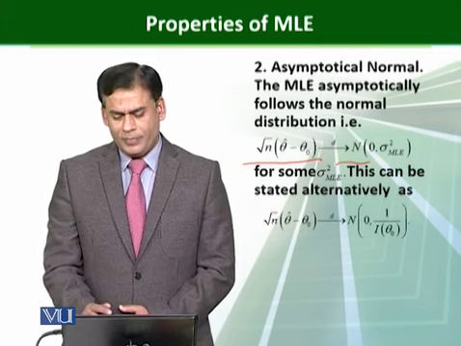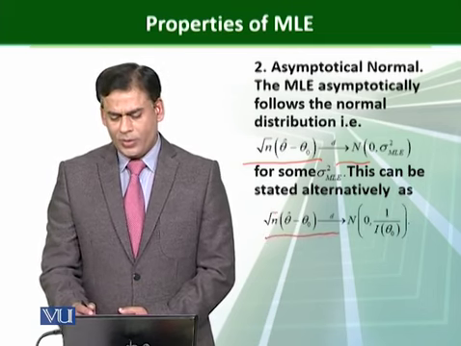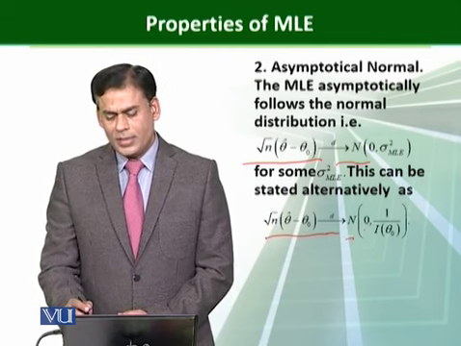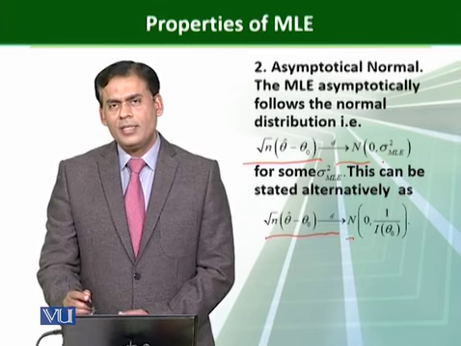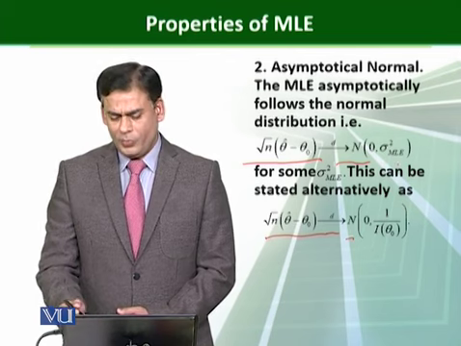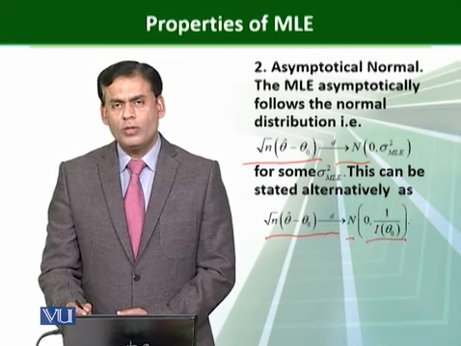alternatively stated as this, and it follows the normal distribution with mean 0, and this sigma square MLE is basically the inverse of the Fisher information. So we can write it as 1 over I of theta naught.